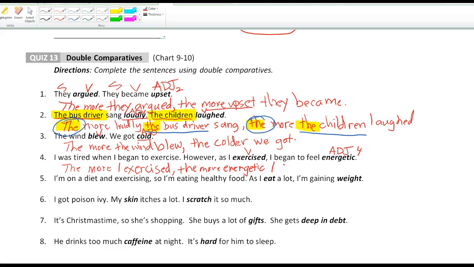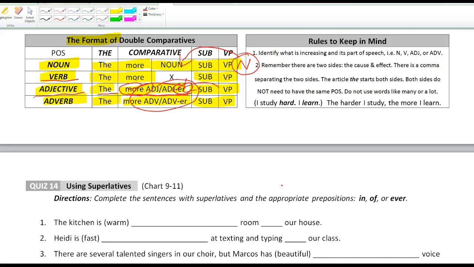Subject I, verb phrase began to feel. Okay. And then number 5, I'm on a diet and exercising, so I'm eating healthy food. As I eat a lot, eat is a verb, I'm gaining weight. Weight is a noun. Okay, and then let's look down here.